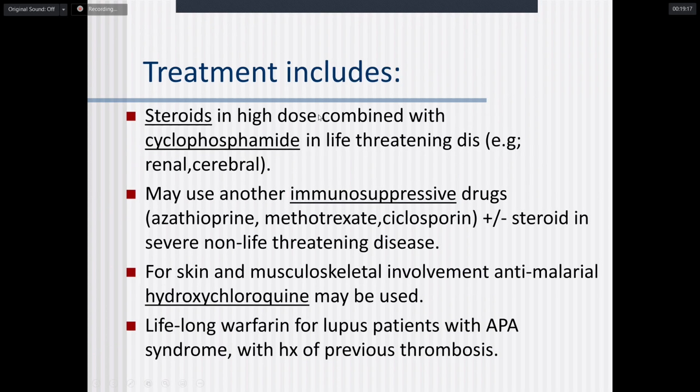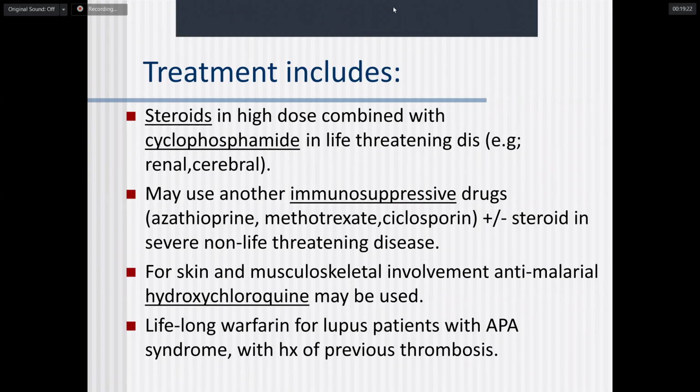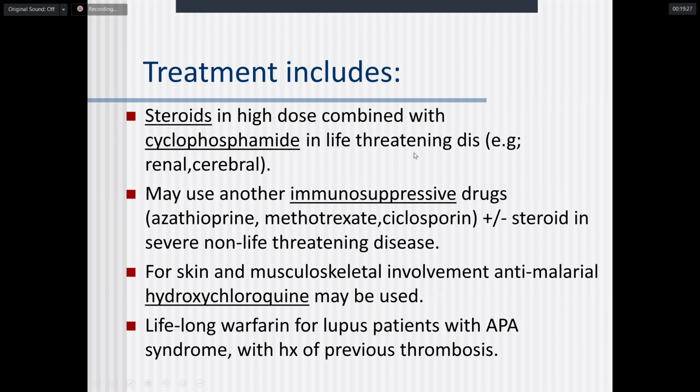The steroids in high dose combined with cyclophosphamide in life-threatening disease, like someone who develops renal or cerebral involvement. Use other immunosuppressive drugs like azathioprine, methotrexate, cyclosporin in severe non-life-threatening disease, and skin and musculoskeletal involvement. Anti-malarial hydroxychloroquine may be used.